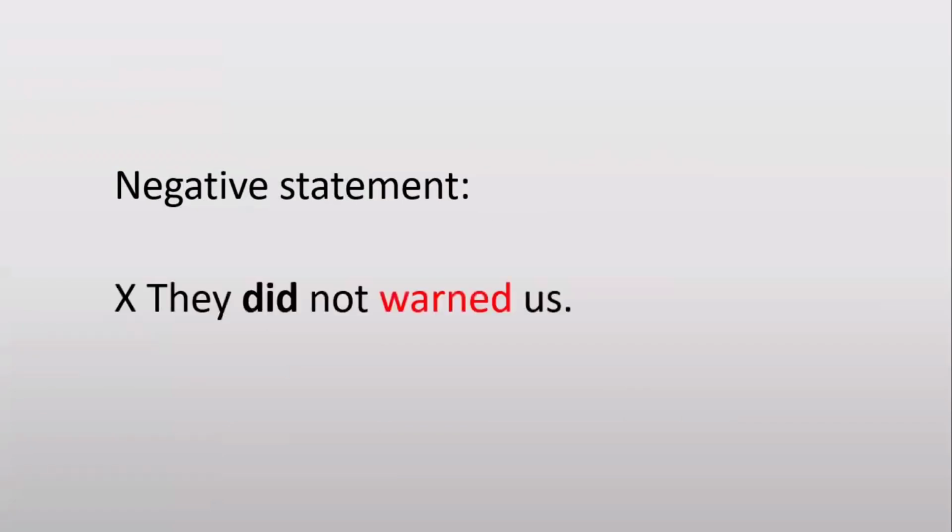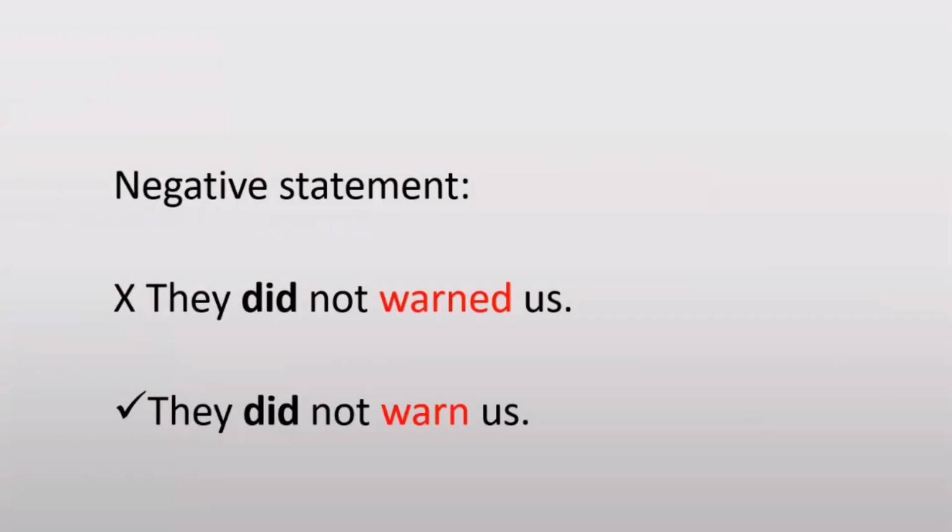For a negative statement, let's take a look at the following examples. They did not warn us. Did, warned. Do you think that is correct? Of course not, because warned is in the past tense. We have to remember that when we use do, does, or did, we always have to make use of the base form of the verb. They did not warn us. Warn, base form. That sentence is correct.